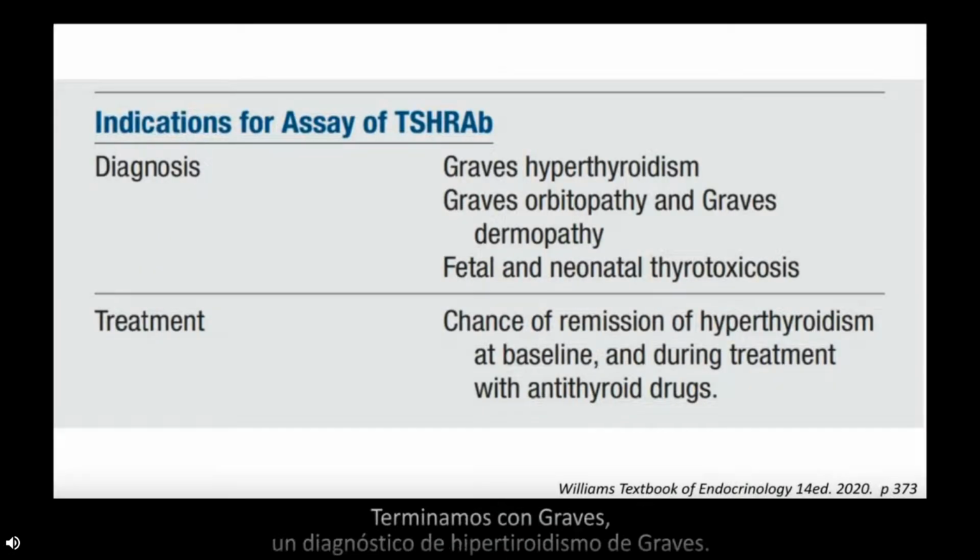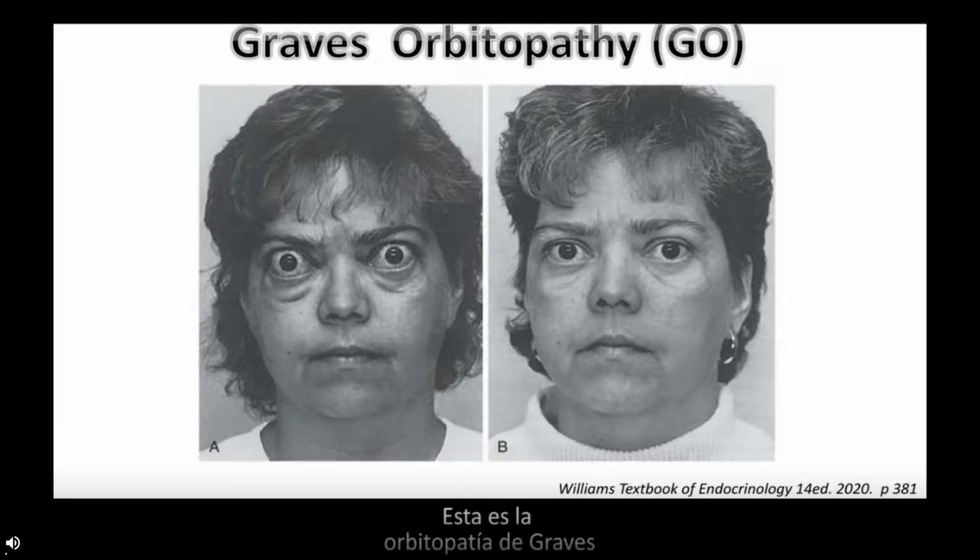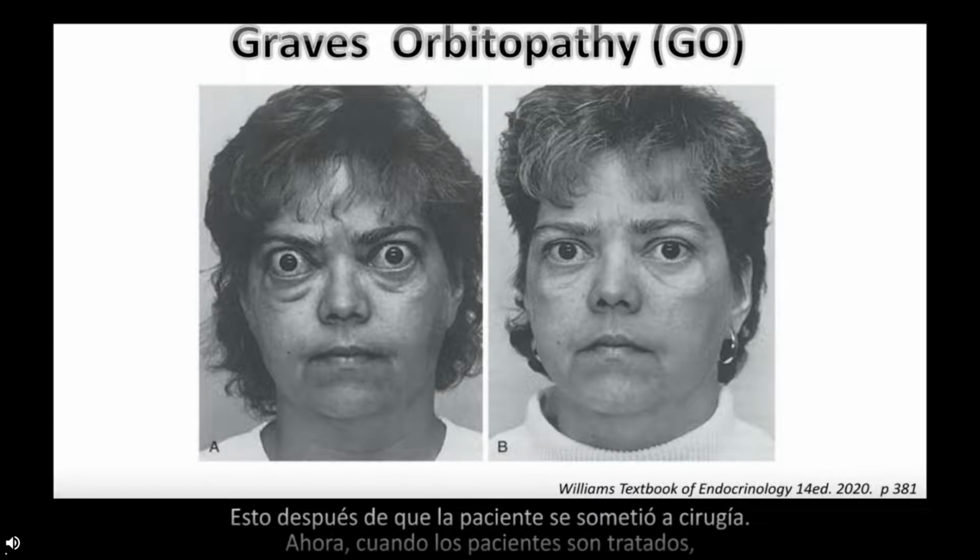Okay, we're done with Graves' diagnosis of Graves' hyperthyroidism. Let's move to orbital Graves. This is Graves' orbitopathy or Graves' ophthalmopathy. Very obvious sort of starey look. And this is after the patient has had some surgery.